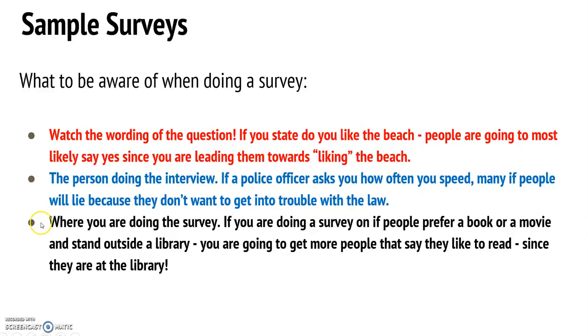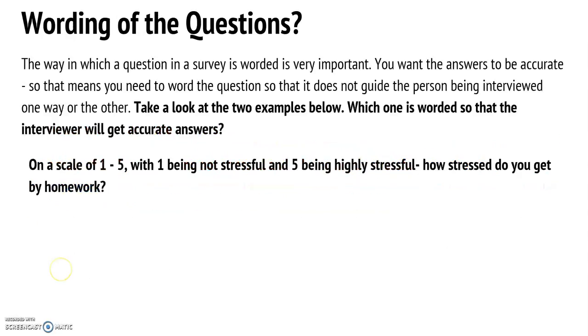And finally, you want to think about where you're doing the survey. If you're doing a survey on if people prefer a book or a movie and you stand outside the library, you're going to get more people that say they like to read since they are at the library. So this is not going to be a true reading. This is going to overestimate the people that prefer a book over a movie because you're not getting a neutral sample where somebody could do a book or a movie. So a better thing to do would potentially stand outside a coffee shop because people can get coffee before or after they read a book or before or after they go to a movie. So that would be a great spot to answer that question.